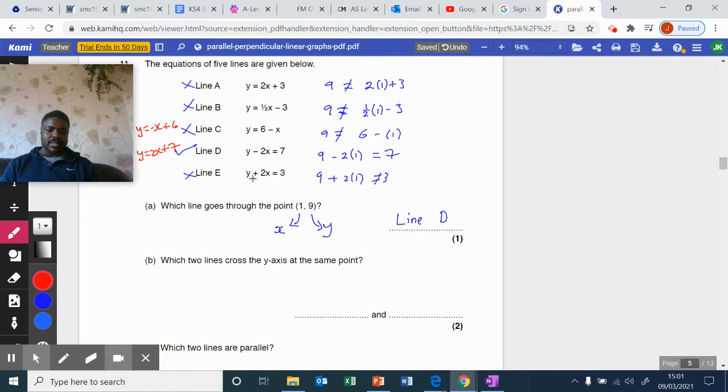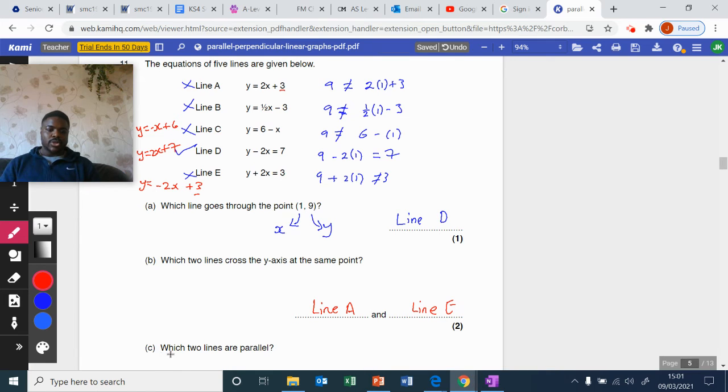And then this one here, if we rewrite it, we get y equals minus 2x plus 3. So we can see this one has a y-intercept of 3. Are there any other equations that have a y-intercept of 3? Yep, we've got this one down here. So which 2 lines cross the y-axis at the same point? Well, it's lines A and E. Line A, and we've got line E.